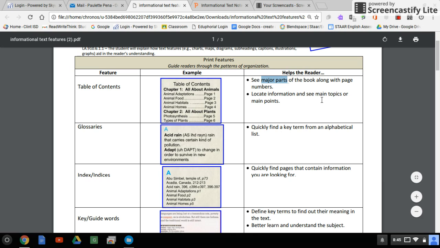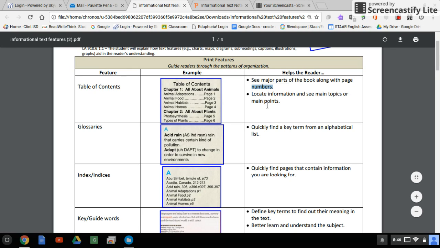How does the table of contents help the reader? It helps you because you can see major parts of the book along with page numbers. So go ahead and highlight major parts of book along with page numbers. Go ahead and highlight all of those.